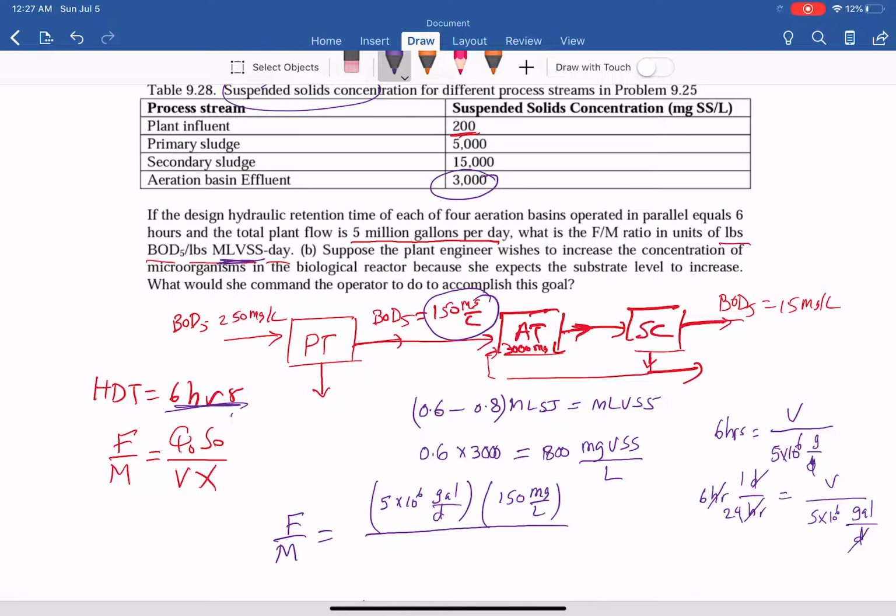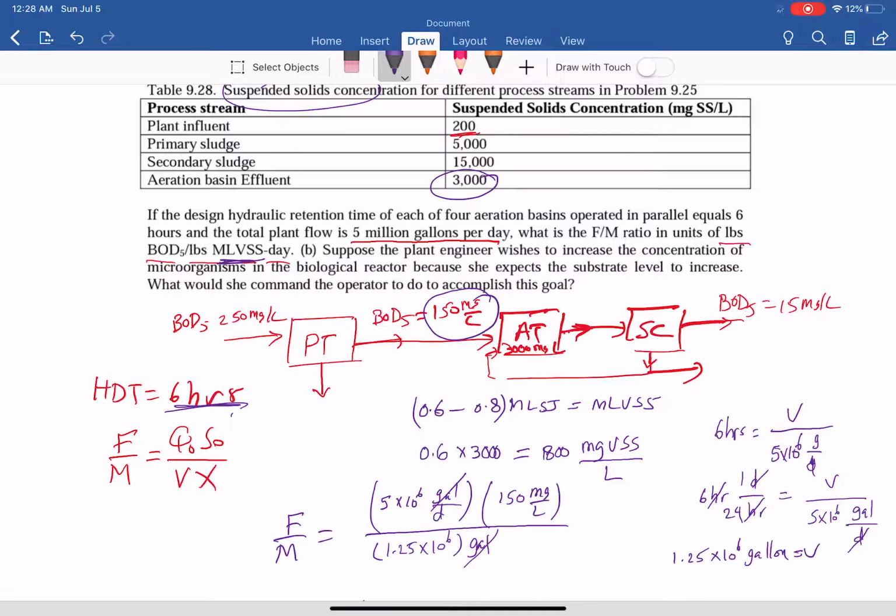So 6 over 24 is 0.25, times 5, that is 1.25 times 10 to the 6 gallon. That's the volume. So we will put the volume here: 1.25 times 10 to the 6 gallon. So now it's good. Gallon will go with gallon. Nice.